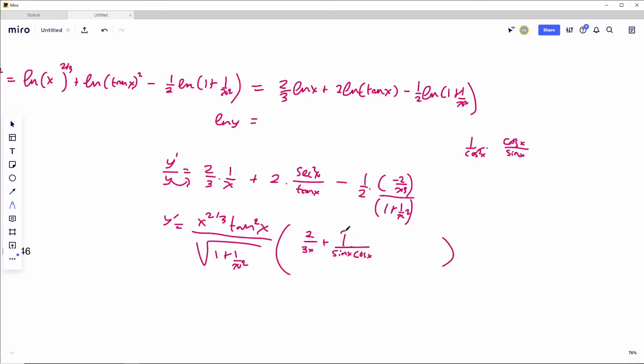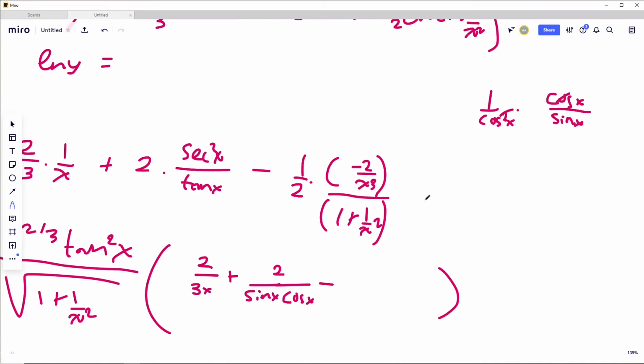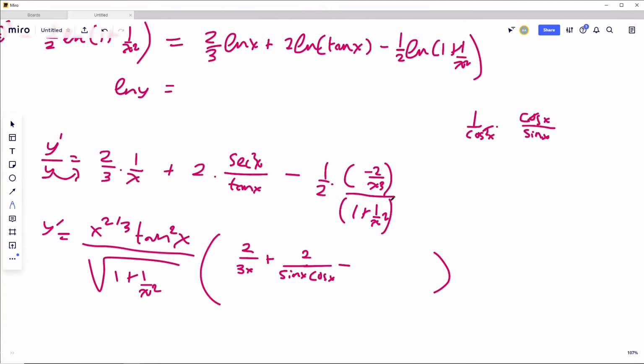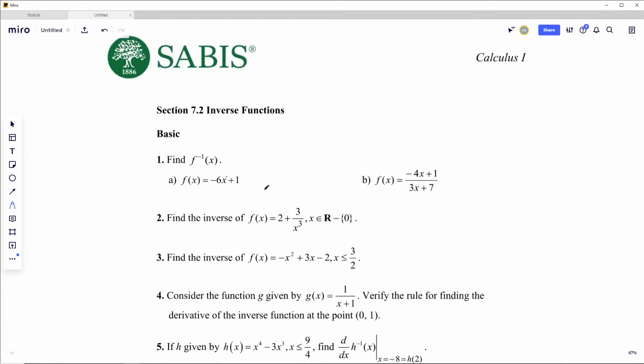Oh, you have a 2 here, so you can write that out. Minus, technically, you could simplify this, can bring down the x cubed. But anyways, this is just math. All that's left is just math, basically. So yeah. Okay, so let's do the inverses.